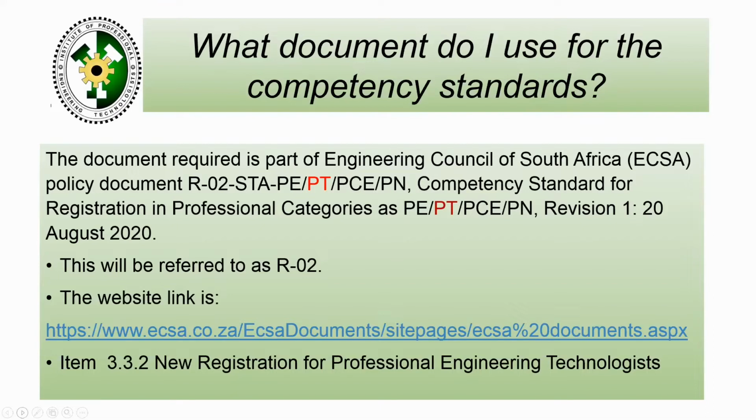Now, the website link is that one there, but basically you go to the ECSA website, you go to the folder of documents, and then you move down to item 3.3.2, new registration for professional engineering technologists.